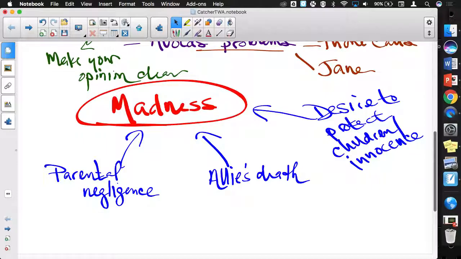So, I don't know if this completely answers the way that you were thinking, but you could argue that these things have contributed to that maddening behavior. Because of that negligence, because of that death, because of that conflict of maturity and immaturity, where he wants to protect children's innocence, it's reasonable that he acts the way that he does. Yes, you could certainly do that.